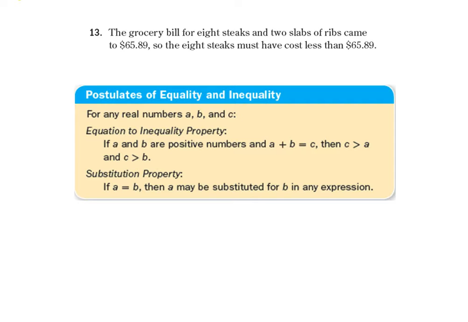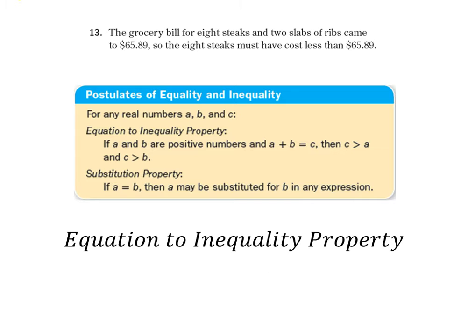So now you're thinking, well, what if the ribs were free? What if the ribs weren't 0? Then maybe this isn't necessarily true. But let's work under the assumption that the steaks cost money and the ribs cost money. They weren't free. Then the property that says that the 8 steaks must have cost less than $65.89 is the equation to inequality property, saying that if the ribs and the steaks were equal to $65, that means the $65 is more than the cost of the ribs, and the $65 is more than the cost of the steaks.